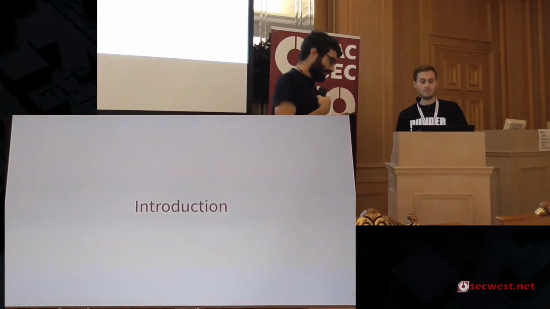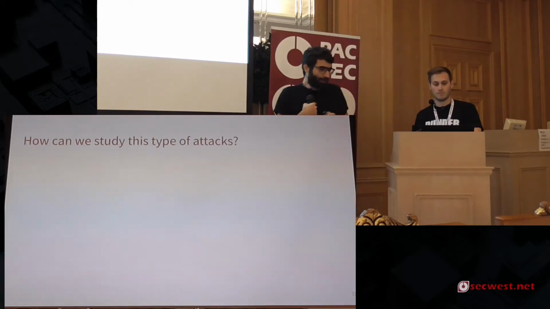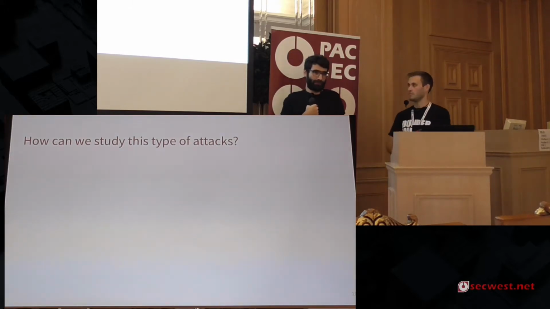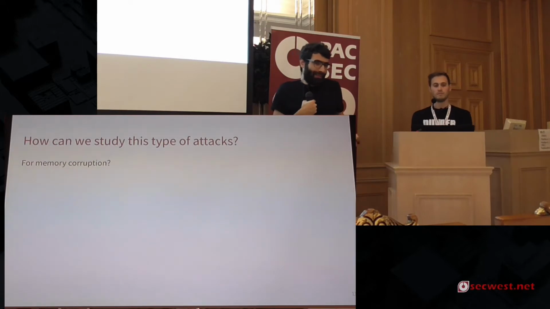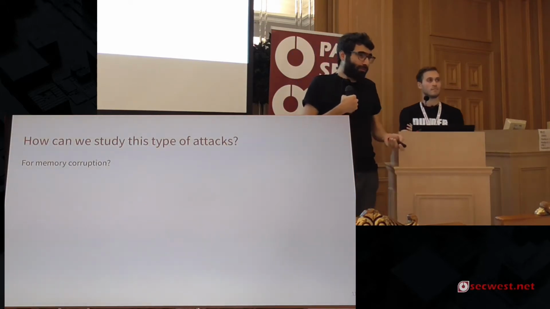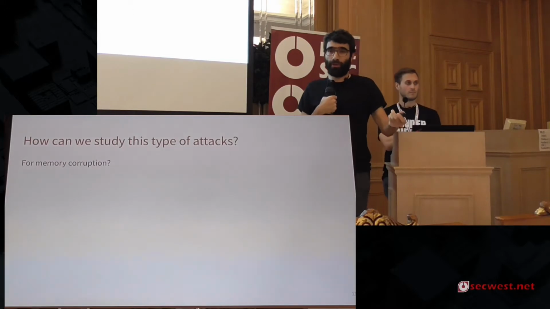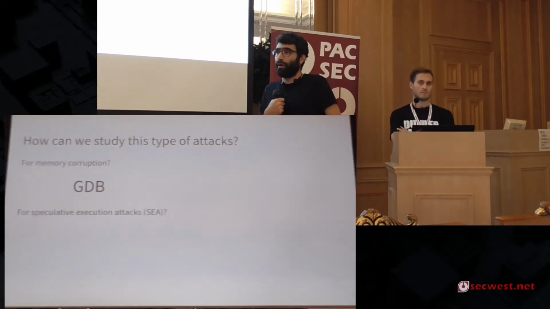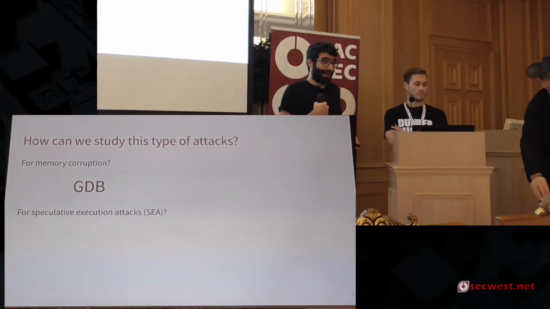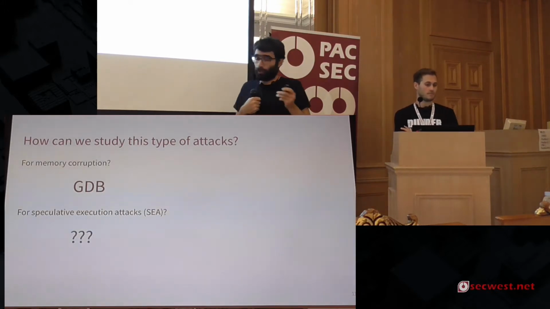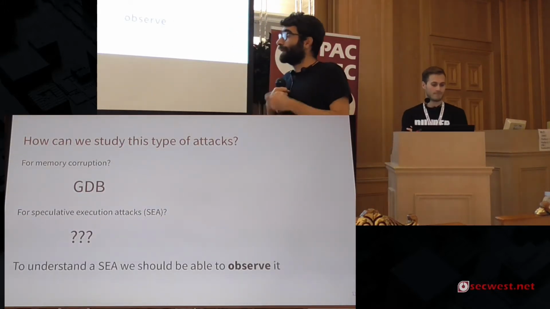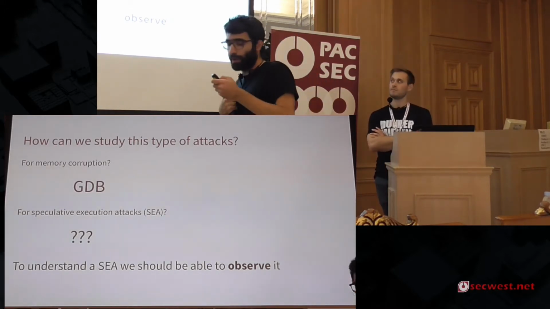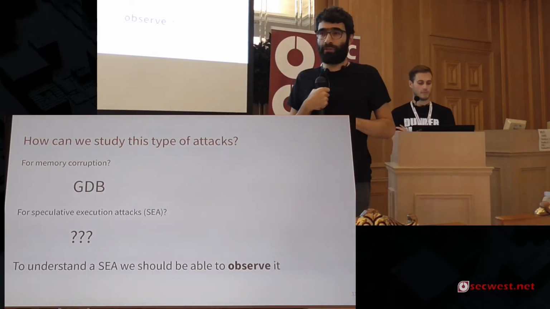So now we can move on with our presentation. The first question that we would like to answer is how we can study these types of attacks. Typically, if we look at something like memory corruption, we have a lot of tools. If you have a crash, you can fire up GDB or a debugger and look at what's happening. But for speculative execution attacks, we don't have any tools yet, right? So this is the gap that we're trying to fill with the tool that we've developed. We need some way of observing what's happening during speculative execution.